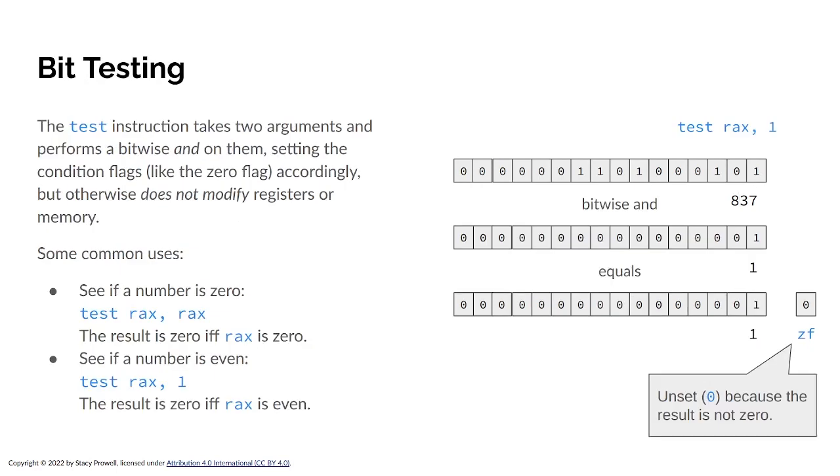and that is to use bit testing. Okay? A bit test takes 2 arguments, so here's one and here's another, and it performs a bitwise AND. And you remember how that works, right? 0 and 0 is 0. 0 and 1 is 0. 1 and 0 is 0. And 1 and 1 is 1.